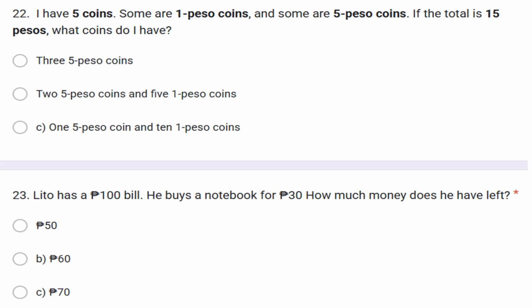Lito has a 100 peso bill. He buys a notebook for 30 pesos. How much money does he have left? 50, 60, or 70?